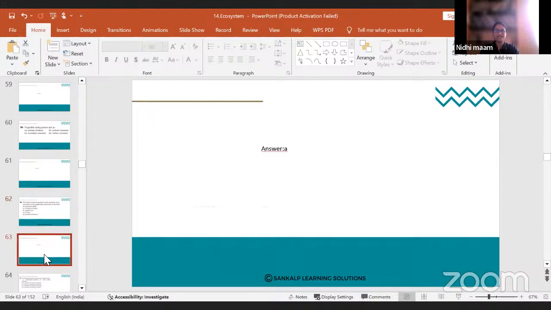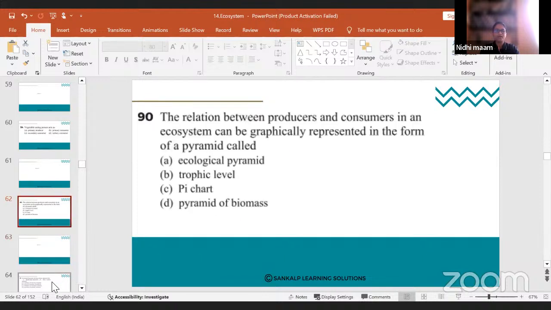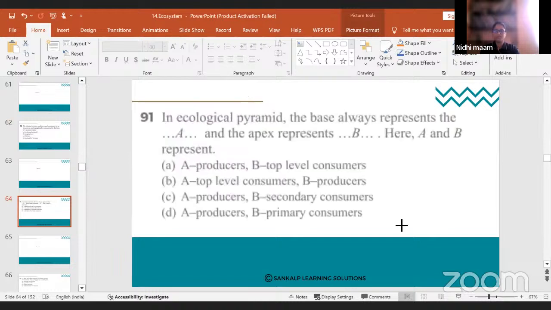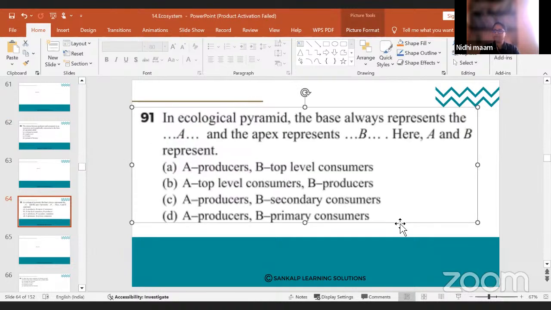So the right answer is option A, ecological pyramid. Next question. Read the question properly. Yes, Ganesh Kumar Pujari, Biru and Mahesh are active on YouTube. In an ecological pyramid, the base always represents A, and the apex represents B.